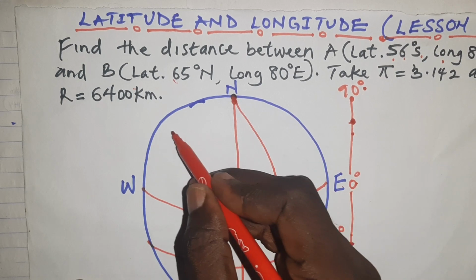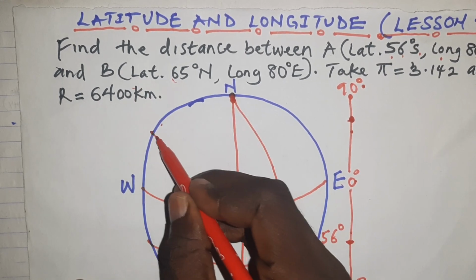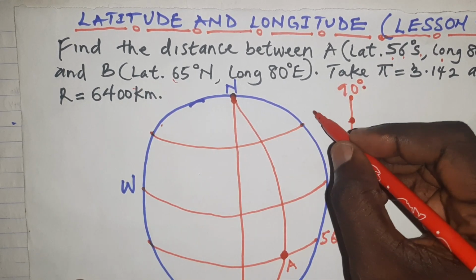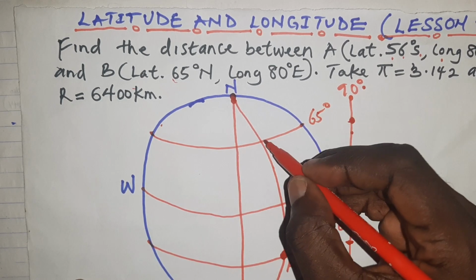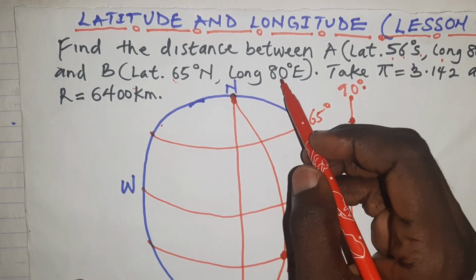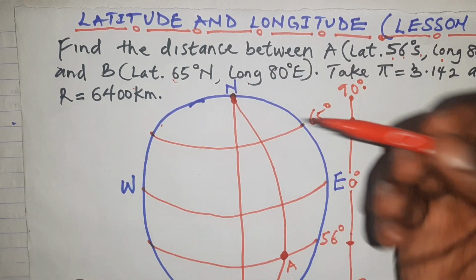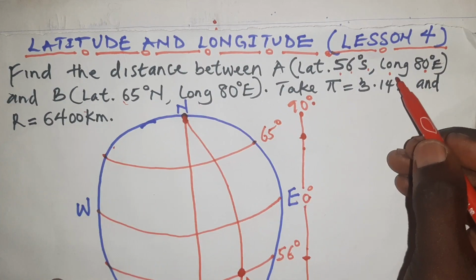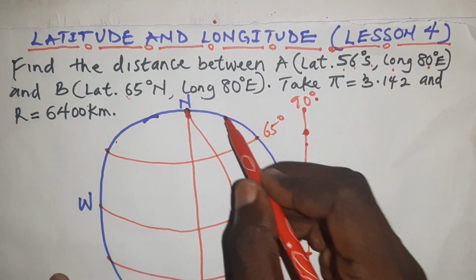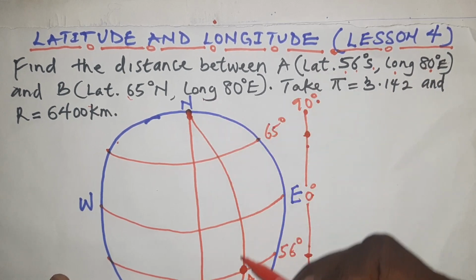So let me draw my latitude. Remember, it's a latitude, so I have to draw it this way. This is 65 degrees, and again 80 degrees east longitude. Again, we've done that before. Oh, this is it here. They repeated it here again. So we've done that, so don't stress yourself.